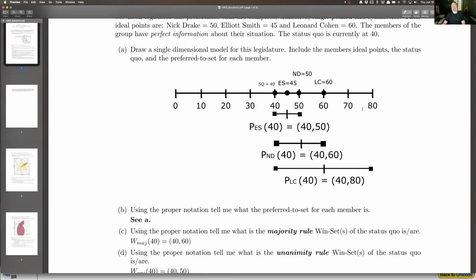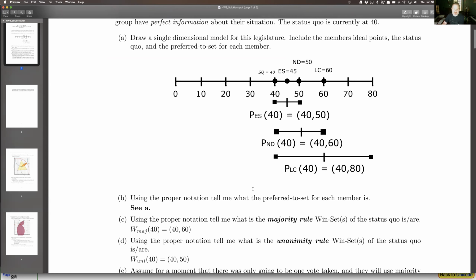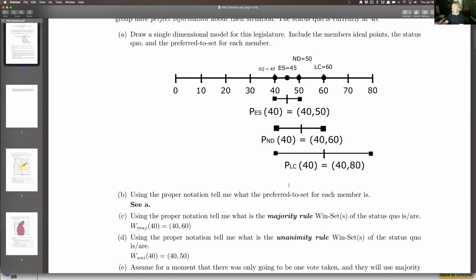And again, 80, we just made it inside of the issue space. 80 is one of the points. 80 is his indifference point, so it still gets the soft parenthesis, the soft bracket there, indicating that 80 is not in the preferred-to set. It is the boundary of the preferred-to set. So 79.9 repeating is in the preferred-to set, but 80 is not in the preferred-to set. So those are the preferred-to sets. Any questions on drawing preferred-to sets?